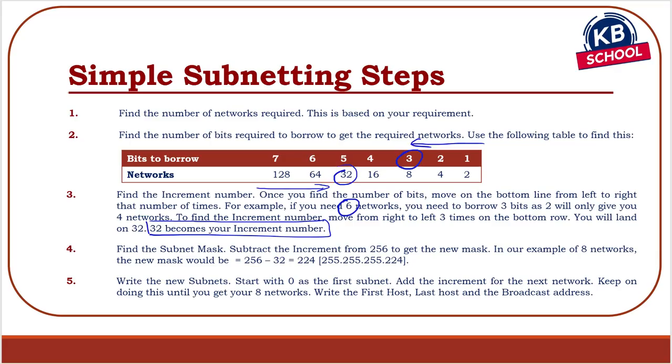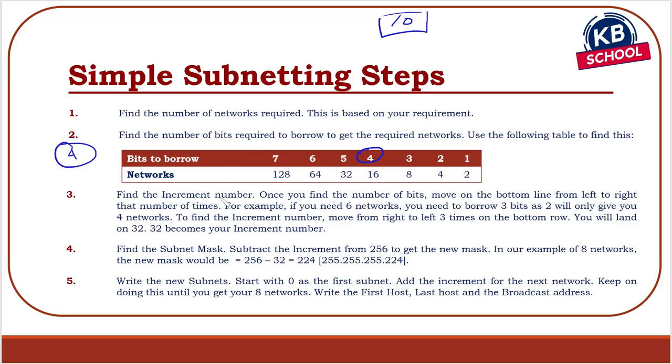Let's do another example just for the sake of it. If I needed 10 networks, that means I would borrow, 3 is not good enough, I need 4 bits. So 4 is the number of bits to borrow. Now, because I need 4 bits to borrow, I will move on my bottom line left to right 4 times. 1, 2, 3, and 4. So my increment number then in that case becomes 16. Good so far? Everybody understand that? So your increment number over there is 16.